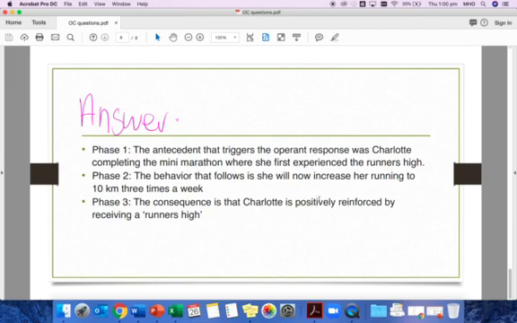So for this question to be out of 6 marks, you need to be using the language of that 3-phase model. So using your A, B, and C, your antecedent, behavior, and consequence, and ensuring that you relate those to Charlotte. So using her runner's high, her 10 kilometers 3 times a week, and that the mini marathon is what produced that response.